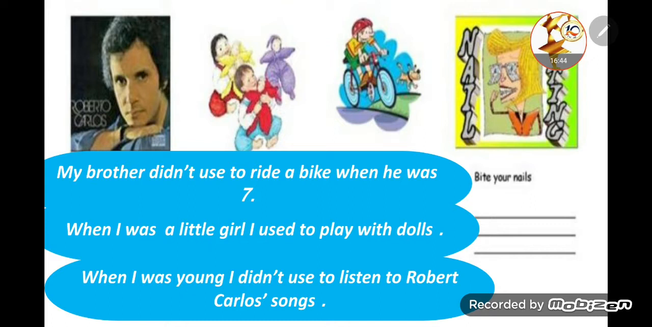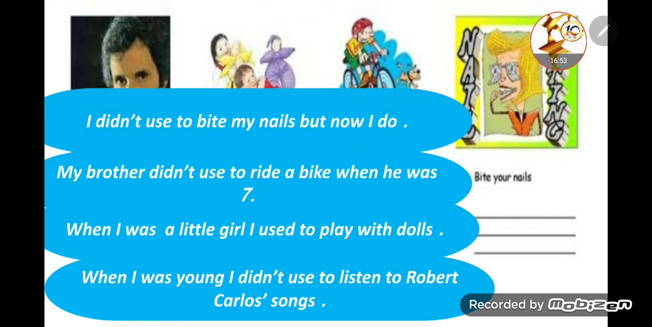I don't. Bite your nails. This is a very bad habit. Bite your nails, which means eating your nails. I didn't used to bite my nails but now I do. Or I can say I used to bite my nails but now I don't. Okay?